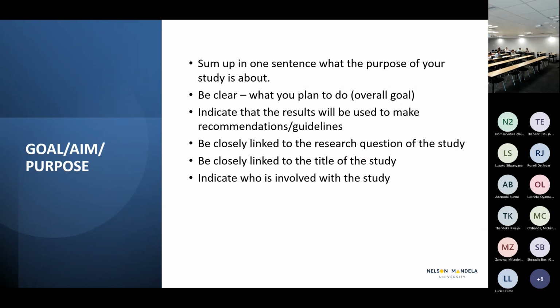But with a qualitative study, you don't always know what you're going to get. It's like a box of chocolates. So you have to allow and be aware that things could change unexpectedly. And it must be very much in line with the objectives and the research question and the title.